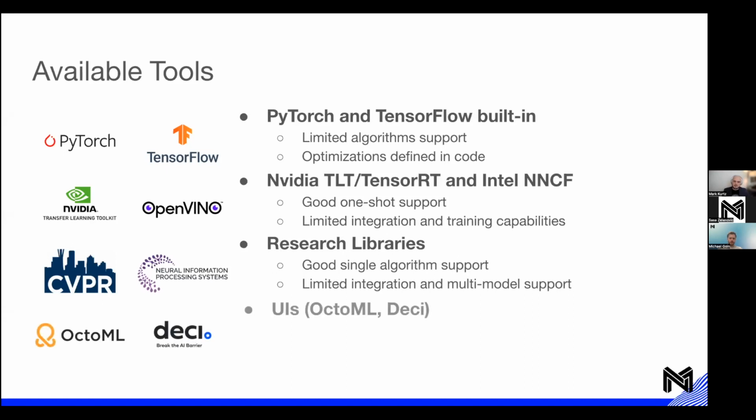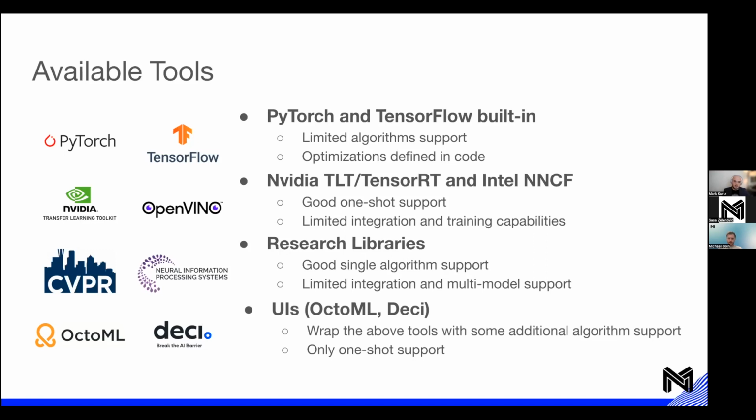And then finally, we have some UIs like Accompanying and DESI. These wrap a lot of the above tools with some additional algorithm development on top of it. And generally, they only support one-shot. So really limited in pruning and quantization in terms of being able to get full recovery and get to that 99% threshold to make sure that we're not affecting whatever model you're putting into production. And additionally, they're hidden behind a paywall. So they can be harder to use and harder to get access to.